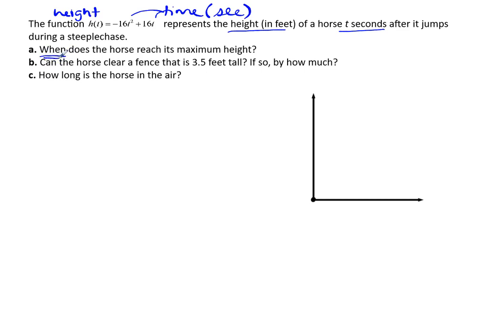Well, we know that the horse jumps up and it comes back down to the ground. Since C equals 0, that means it's starting at the ground. You know, it's jumping up and it's landing on the ground. It reaches its maximum height right here at the vertex. So we need to figure out at what time it hits that. And that's our negative b over 2a.